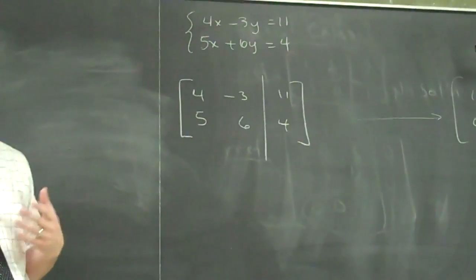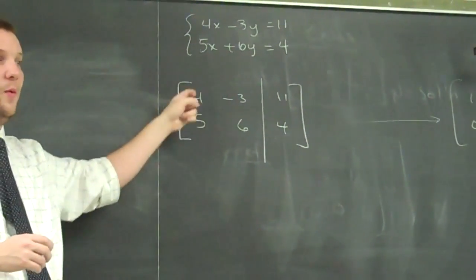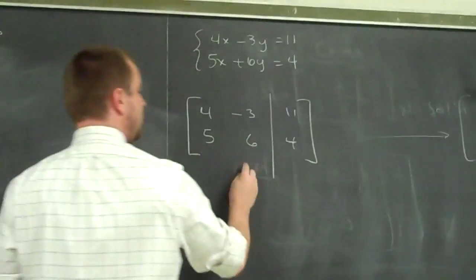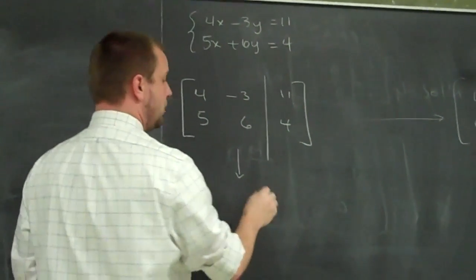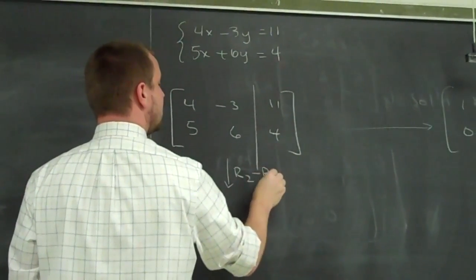Okay? So what I see is if I do 5 minus 4, that'll get me 1. Okay? So I'm going to replace row 2 with row 2 minus row 1.